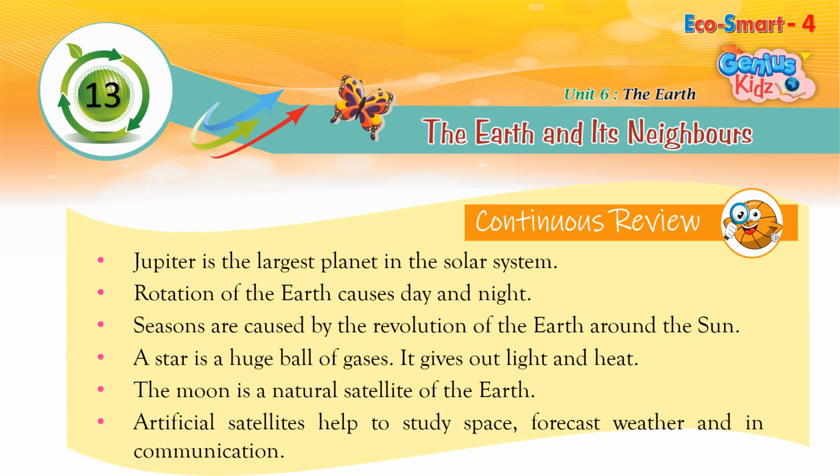Rotation of the Earth causes day and night. Seasons are caused by the revolution of the Earth around the Sun. A star is a huge ball of gases. It gives out light and heat. The Moon is a natural satellite of the Earth. Artificial satellites help to study space, forecast weather, and in communication.